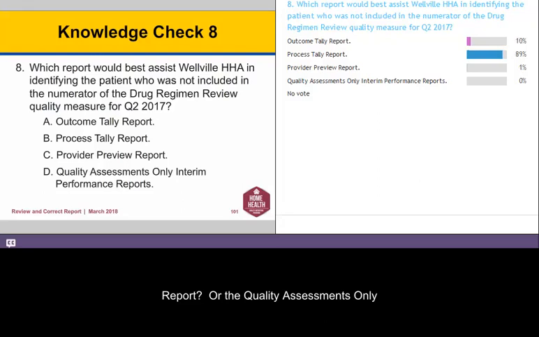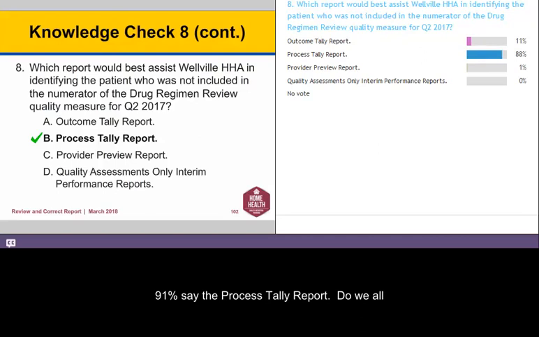Look at that. 91% say the process tally report. And do we all agree with them? We absolutely do, because drug regimen review quality measure is a process measure. And so we would be looking at a process tally report for that specific question.